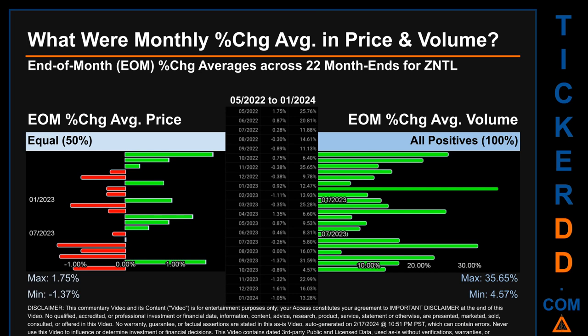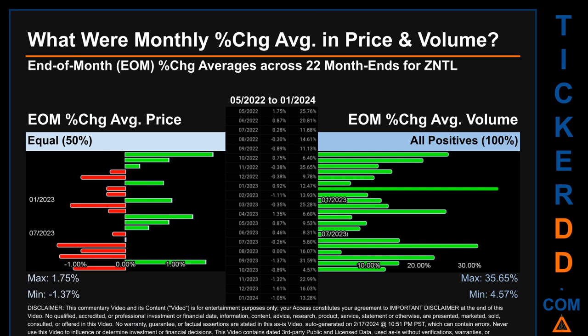From 05/2022 to 01/2024, there was an equal split of monthly percentage change in price across 22 month ends. In terms of volume, 22 out of 22 month ends had a positive percentage change. That is 100% of month ends saw a positive percentage change in average volume.